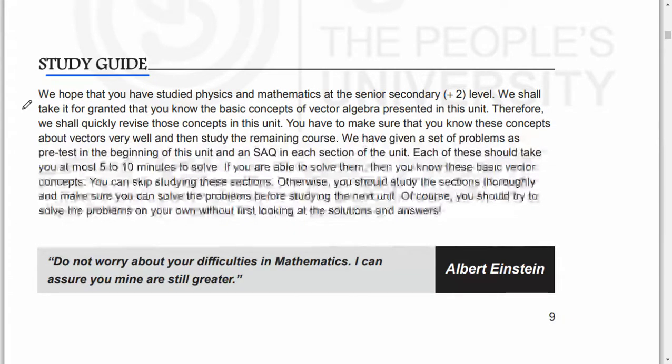We have given a set of problems as pretest in the beginning of these units and an FAQ in each section of the unit. Each of these should take you at most 5 to 10 minutes to solve. If you are able to solve them, then you know this basic vector concept. You can skip studying this section. Otherwise, you should study the sections thoroughly and make sure you can solve the problem before studying the next unit. Of course, you should try to solve the problems on your own without first looking at the solutions and answers.